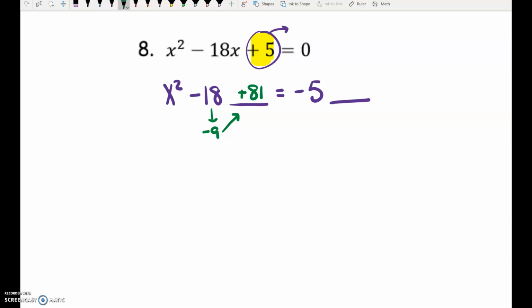positive 81. And if I add 81 to the left, I've just made my equation unbalanced. To rebalance it, I have to put a plus 81 on the right side as well. The left side now factors into x minus 9 squared. This number is always half of your middle number and the square root, either positive or negative, of the third number. On the right side, negative 5 and 81 is 76.